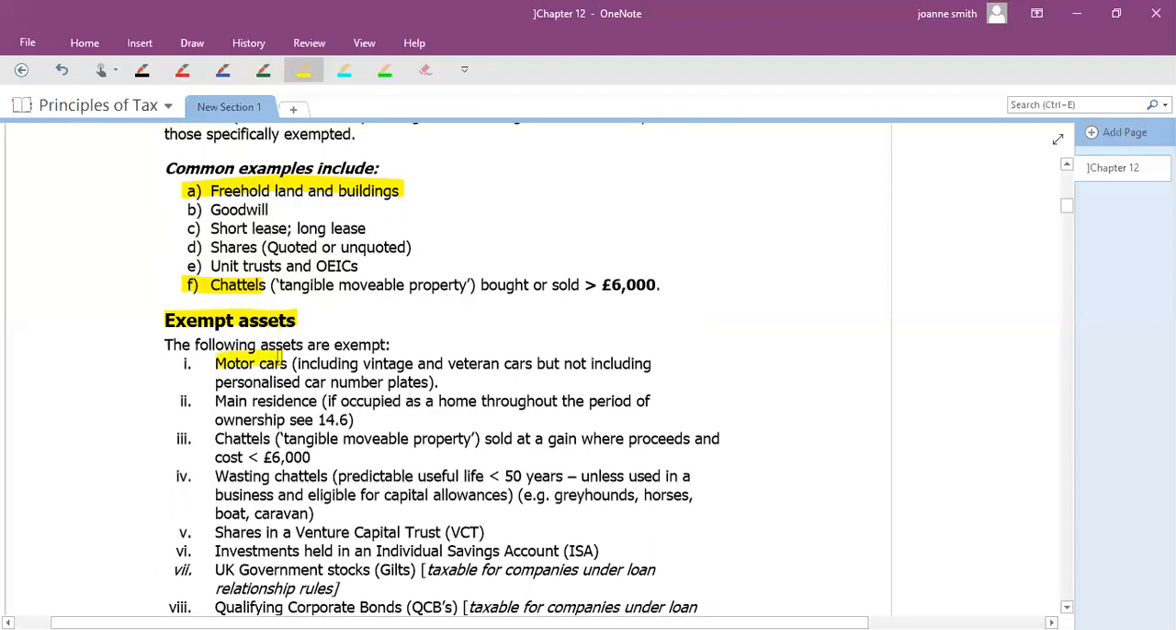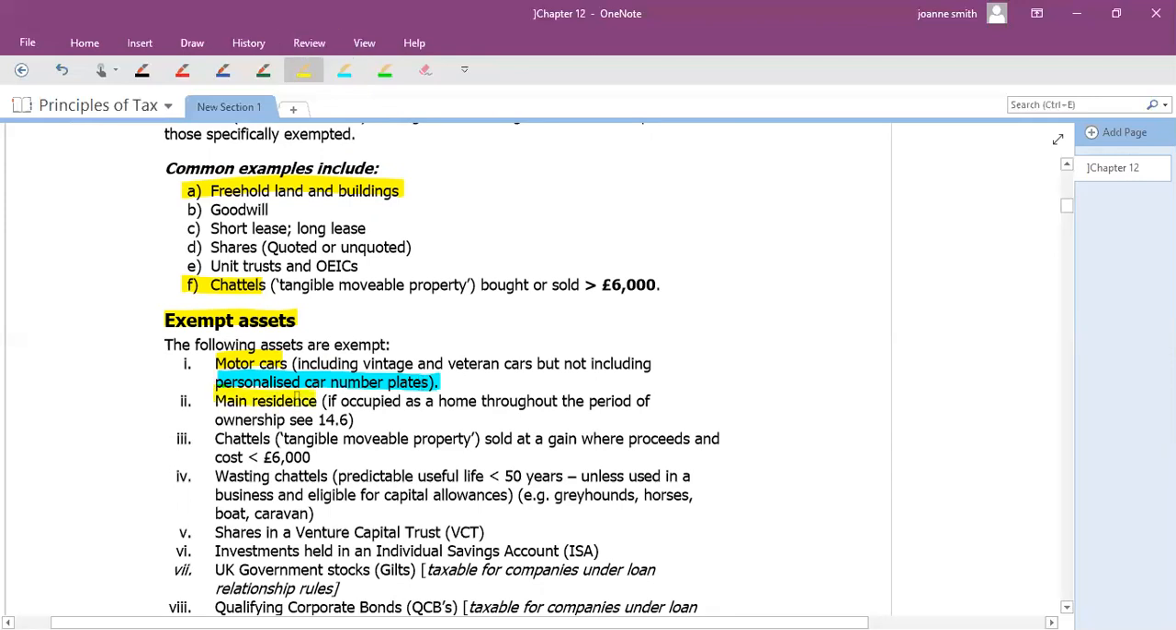So cars are always exempt, and this does cover all types of cars. It could be your bog standard Ford Fiesta, or it could be a Porsche, or a limited selection of a classic car, but they are exempt. But what isn't exempt is a personal number plate. Personal number plates can sell for quite a lot of money on the DVLA or on the open market. So if you do sell them and make a profit, it may be subject to capital gains tax.